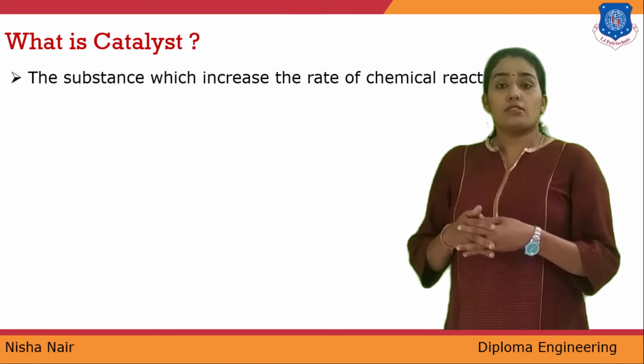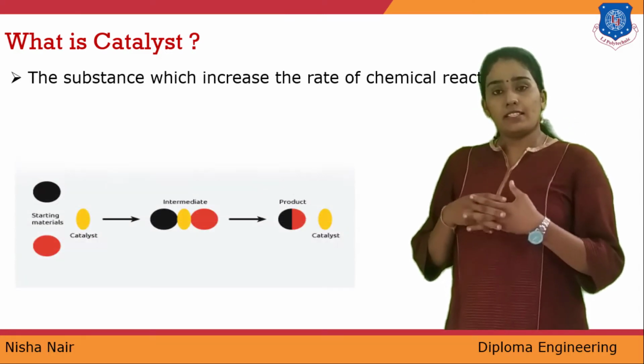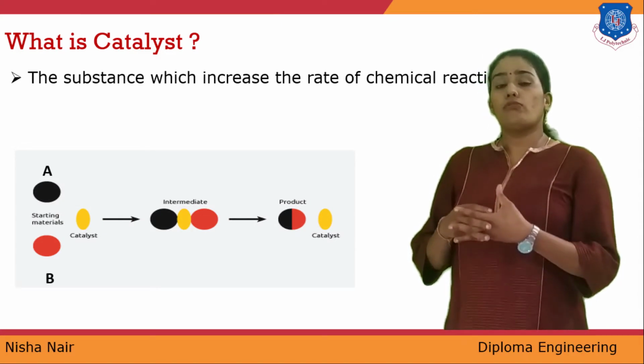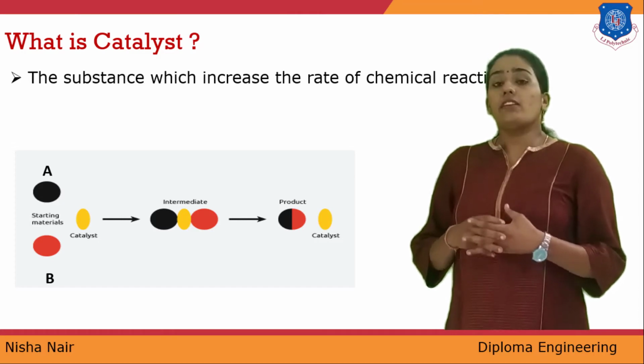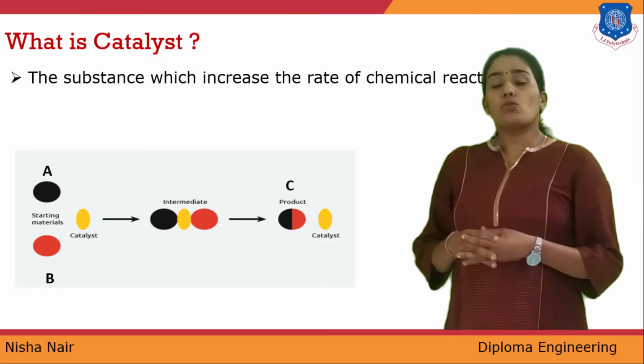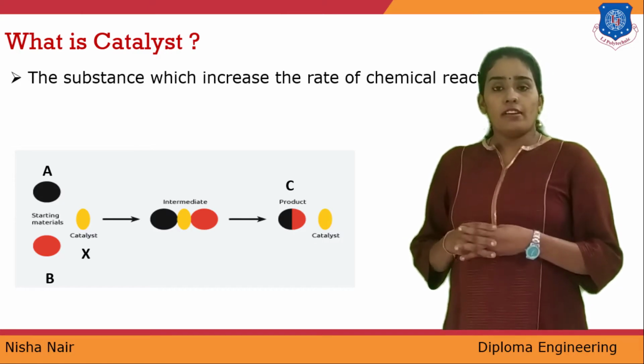If a reaction is slow, for example, consider A and B as reactants. When A and B reactants combine together to form a product C, and if this reaction is slow, we add a catalyst X. So, catalyst X will help to increase the rate of reaction.